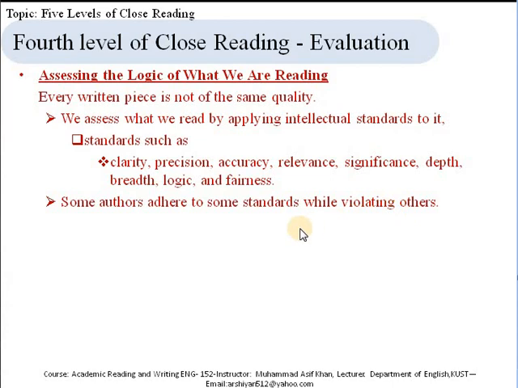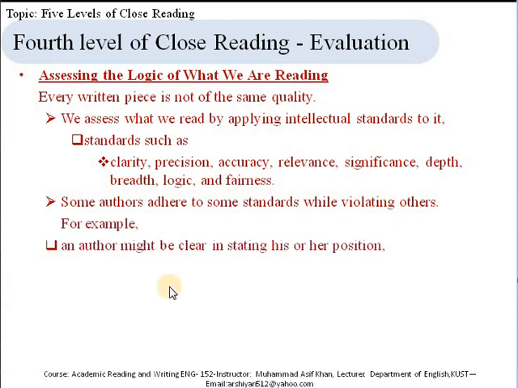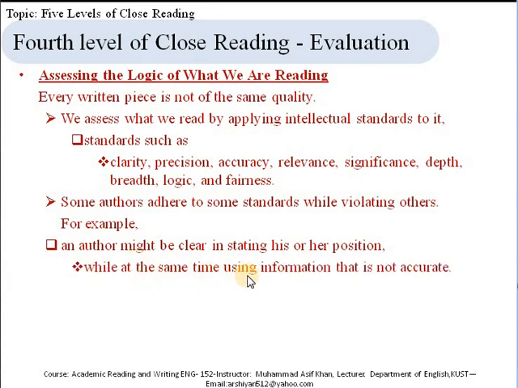We see that some authors adhere to some of the standards while they violate others. For example, an author might be clear in stating his or her position, while at the same time using information that is not accurate. So this could happen within the same piece of text: the author is very clear in stating his position, but the information he is using might not be correct.